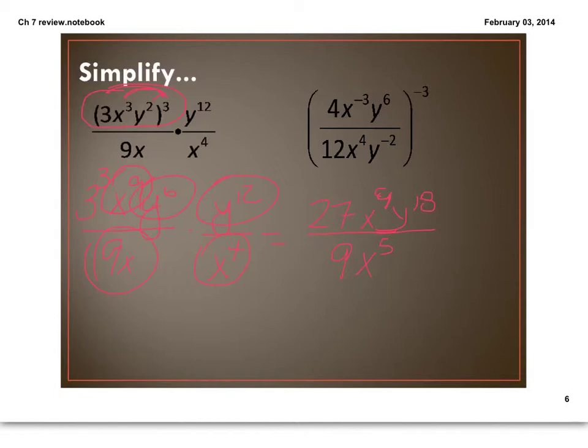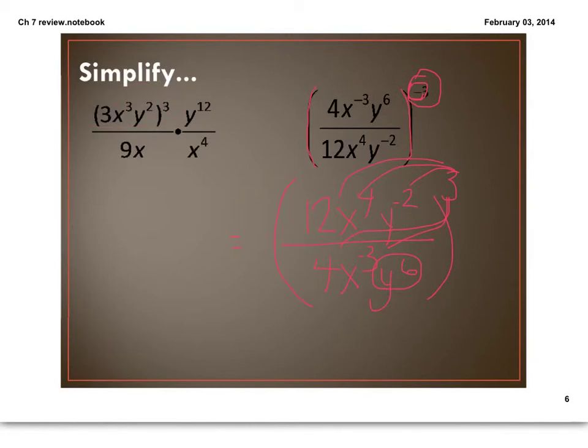Now I can clean it up. 27 divided by 9, well that's 3. X to the 9th divided by x to the 5th is going to be x to the 4th because I subtract exponents, and then y to the 18th. And that would be my final answer for that one.